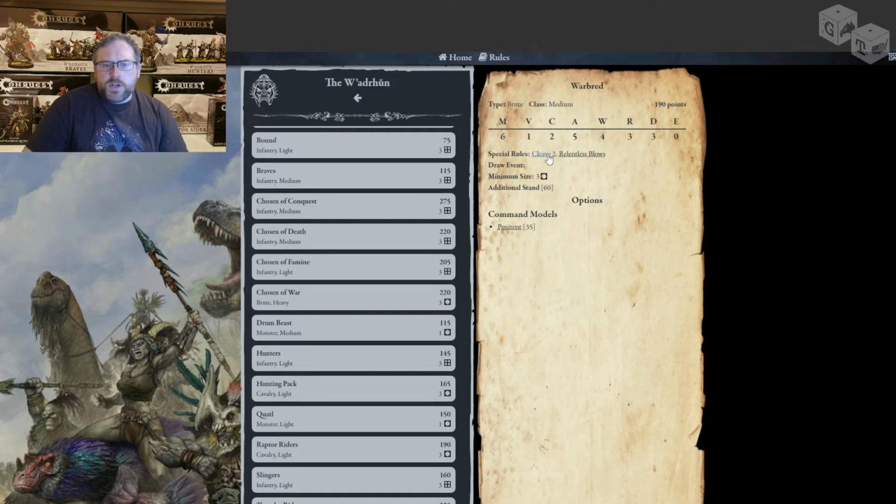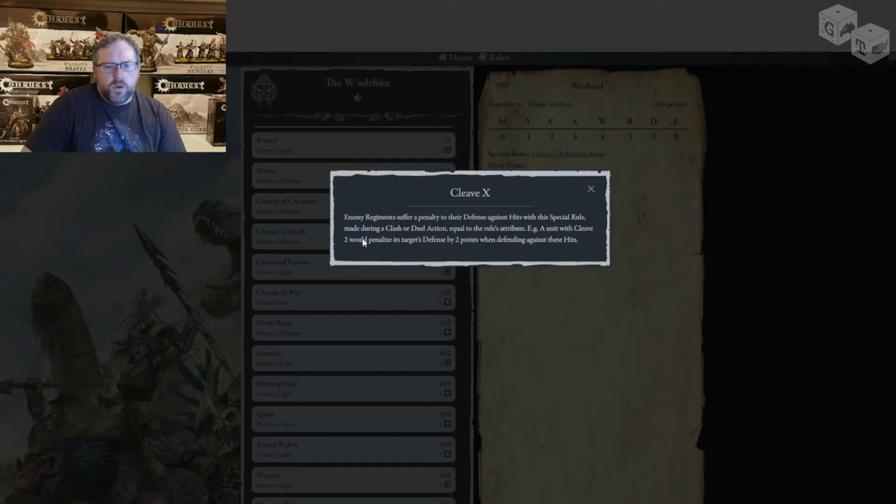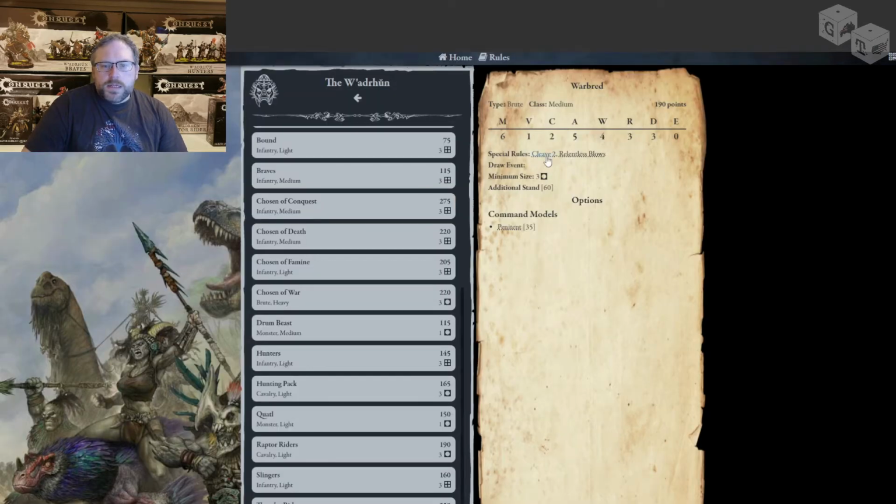So we have a cleave 2. We have seen what the cleave does before. Enemy regiments suffer a penalty to their defense against hits with this special rule made during a clash or a duel action. So in that case, you'd be taking a penalty of 2.